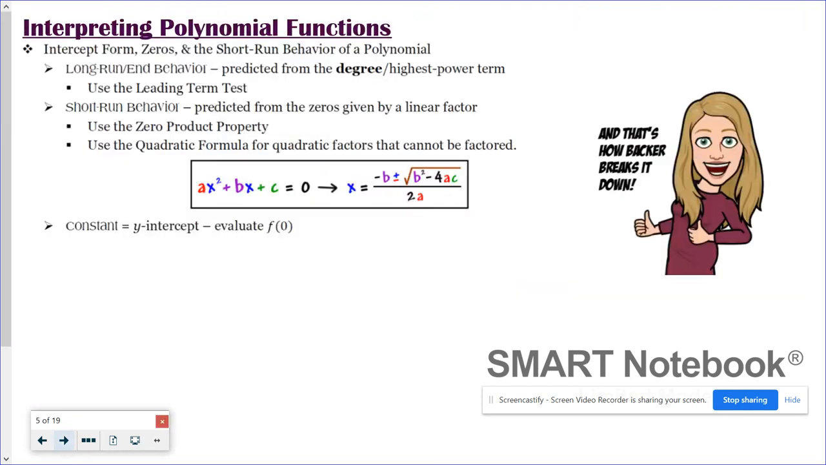But that's how we analyze or interpret a polynomial function. So the long run end behavior, we're identifying the leading term and using our leading term test. The short run behavior, we can find the zeros by setting the factor equal to 0. We may have to use quadratic formula or square root property. And then the constant, that's the y-intercept, and you can find that by evaluating f of 0. And that's how Becker breaks it down.